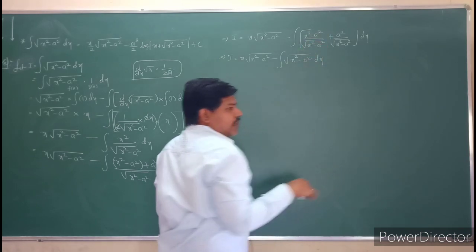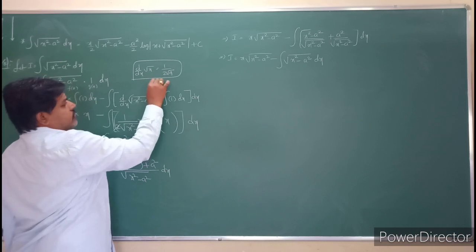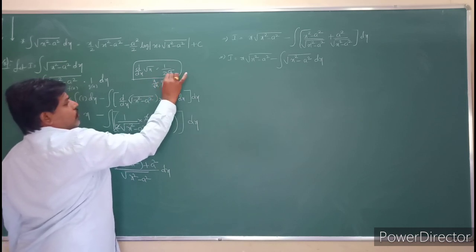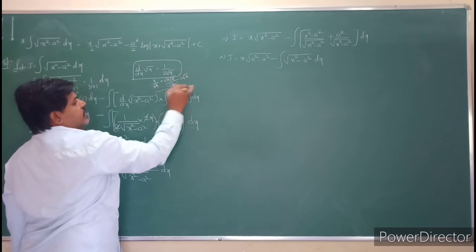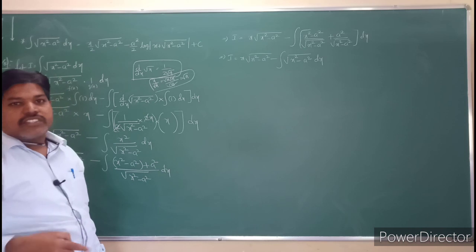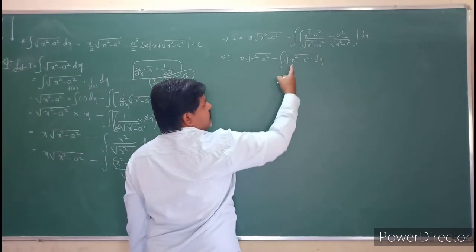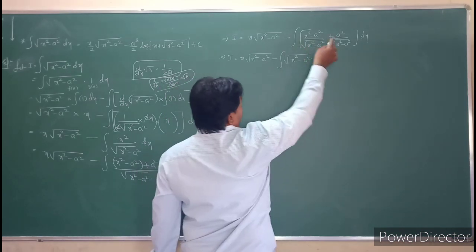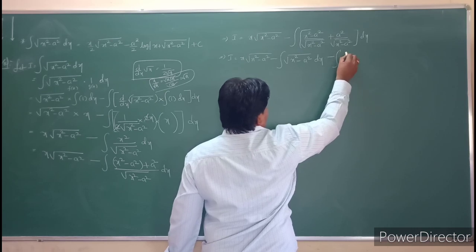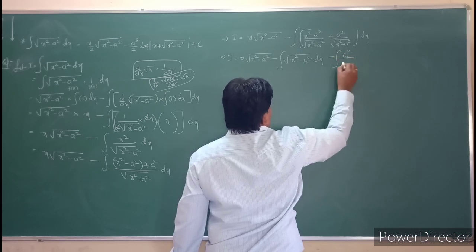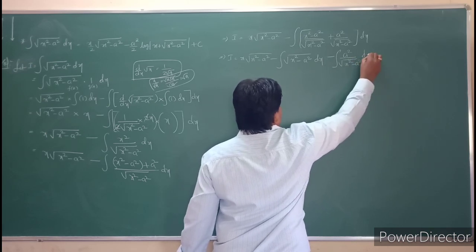X by root x is nothing but root x, yes or no? X can be written as root x into root x by root x, yes or no? Root x will be cancelled, it will become root x. So here x square minus a square by root of x square minus a square is nothing but root of x square minus a square, minus the integral, apply the minus. A square is a constant, so I will take that out: a square by root of x square minus a square into dx.